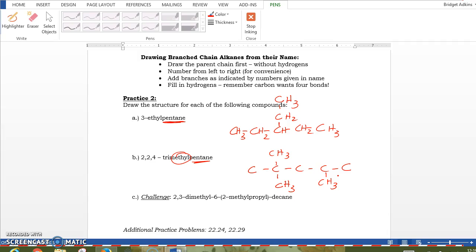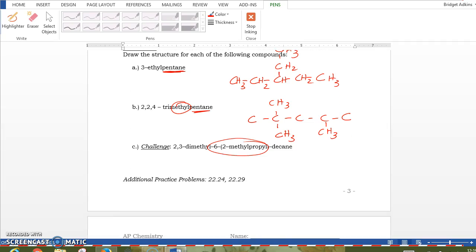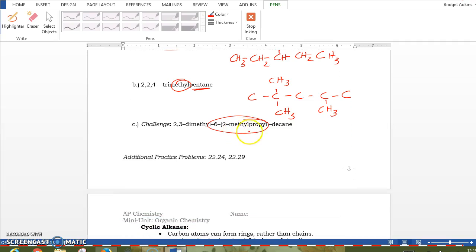All right, they give you a challenge here, and what's happening is you have a branch off of a branch, which is a little strange. And these actually are usually given special names when this happens. We'll draw it out just using the name that they've given us. So decane is where we'll begin. So that's a 10 carbon. So 1, 2, 3, 4, 5, 6, 7, 8, 9, and 10.